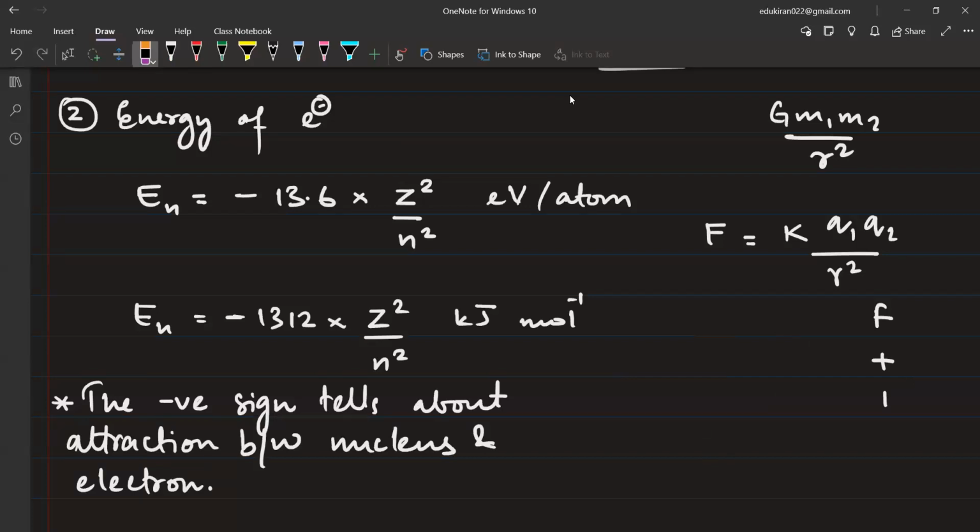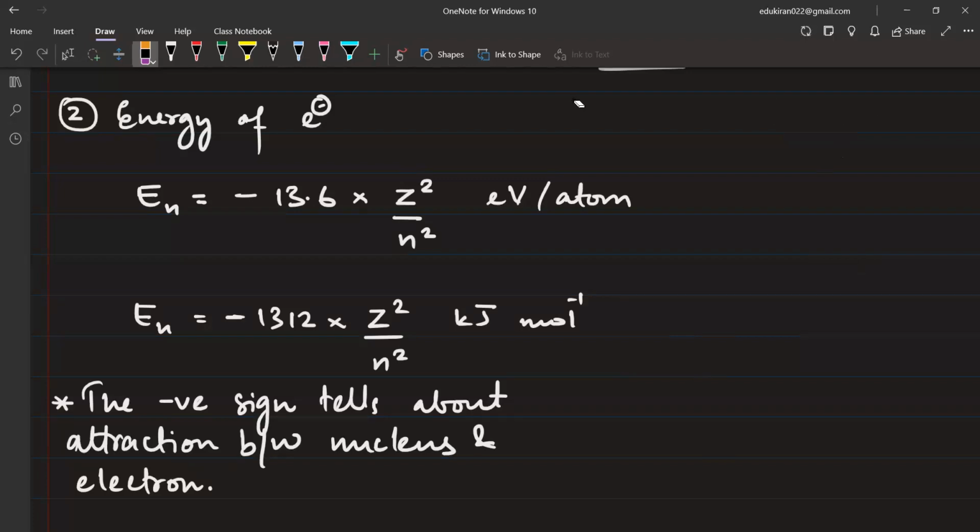Yes, sir. Okay, if something has a negative charge, it is telling you about what? Negative charge is telling you about attraction. If something is very negative, that means a lot of attraction. Correct? Yes, sir. So understand it in the same way.